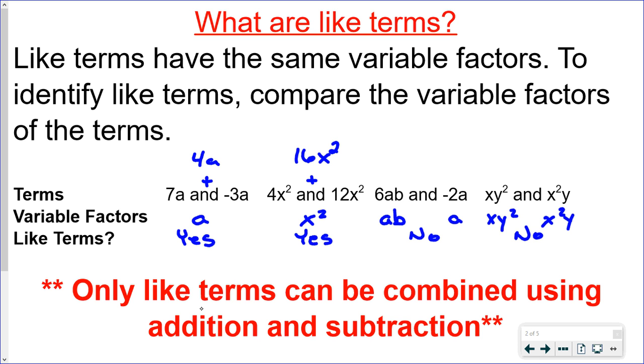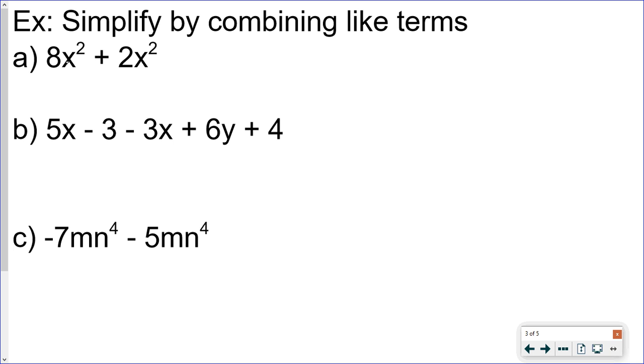So when you're adding and subtracting terms, you can only add and subtract like terms. Now we're going to find out later, you can multiply and divide unlike terms. So 6ab and negative 2a, I could multiply together. All right, so let's look at some examples of this. Both of these have the same variable factors of x squared, so these are like terms. So I can add those together. So 8x squared plus 2x squared is 10x squared.